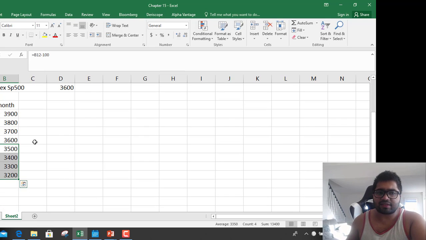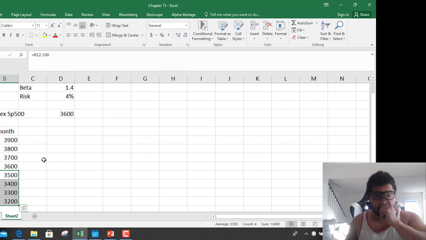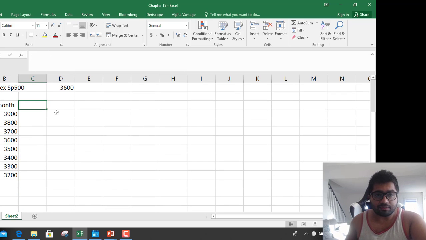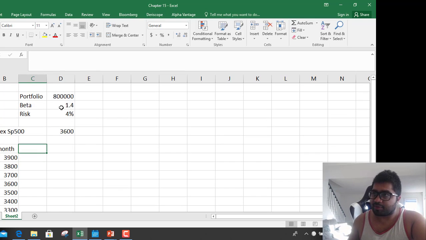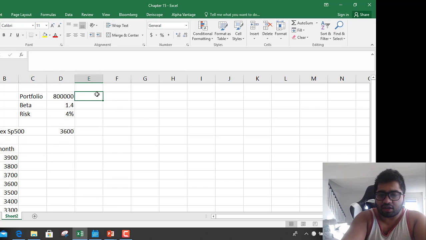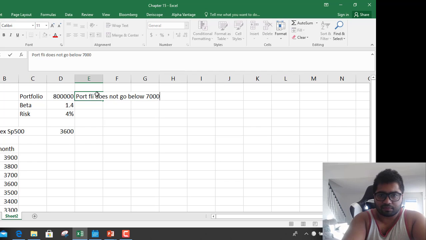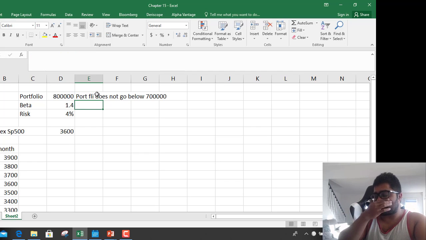So the following strike prices are available for put options. Now, which strike price should I choose so that my portfolio value does not go below 700,000? I'm okay till 700,000, but I do not want my portfolio value to be below 700,000. Now how do you do that?